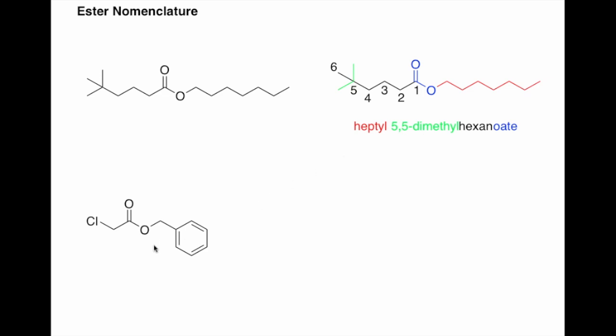On this bottom example, the R' group, shown in red on this side, is a benzyl group. There's a CH2 spacer between the oxygen and the aromatic ring, so we refer to this as a benzyl. The parent chain is only 2 carbons in length, an ethane. We drop the E of ethane, replace it with oate, and off of carbon 2 of that ethanoate chain, there's a chloro. So benzyl 2-chloroethanoate.